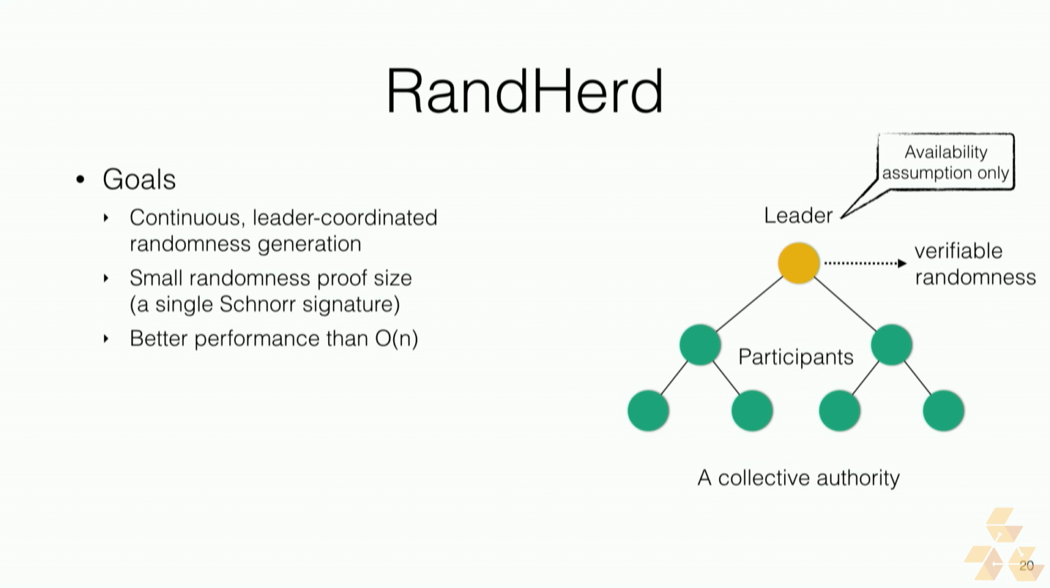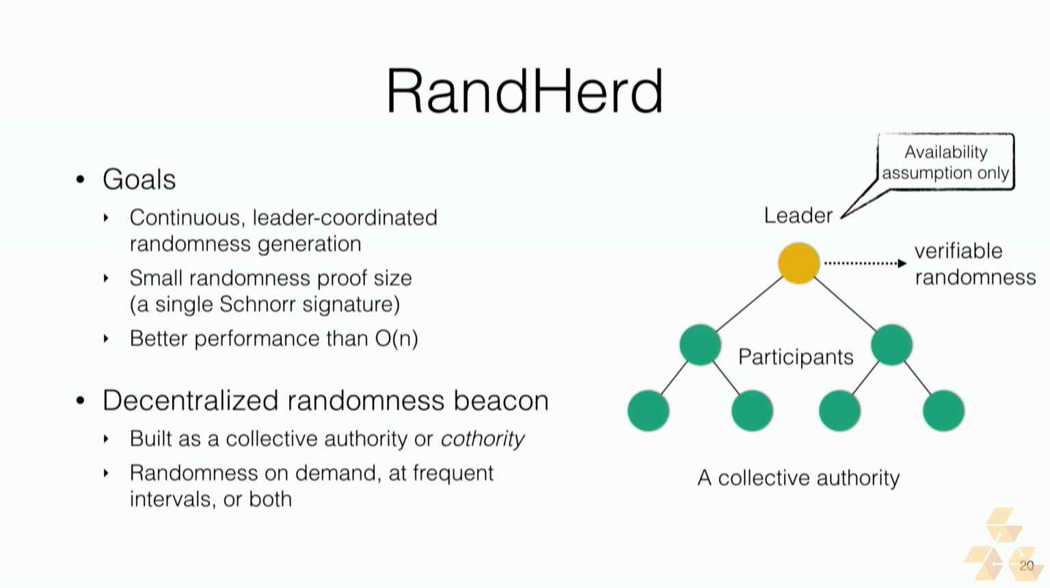Ideally, in RandHerd, we have this protocol transcript, which is basically collecting all the messages that we see in the protocol. But here we also want to reduce the proof size that we need for our randomness. Ideally we want to have just a single Schnorr signature as the proof that the randomness is correct. And we also want better performance than this O of n.